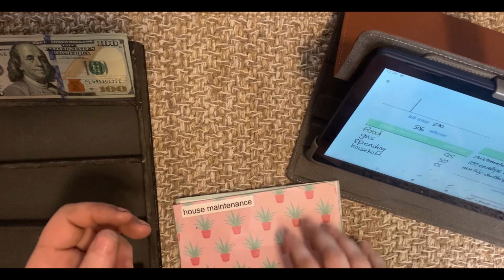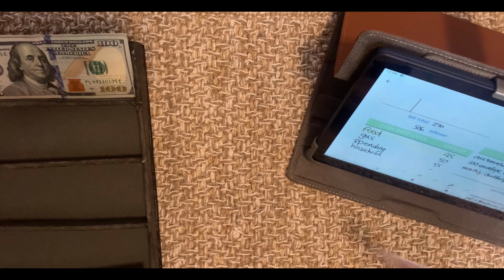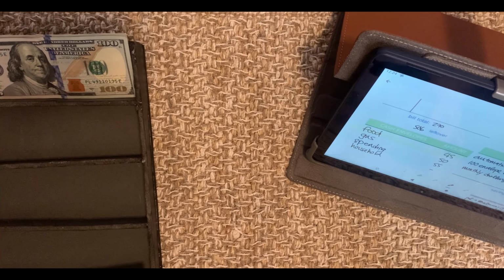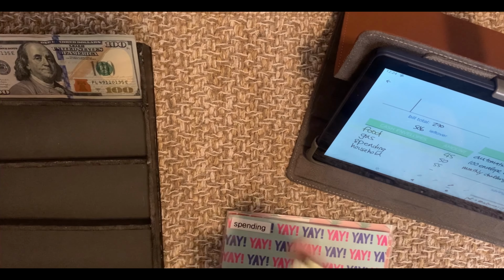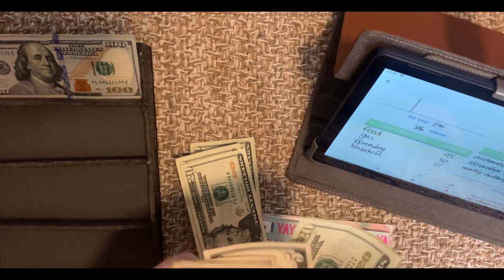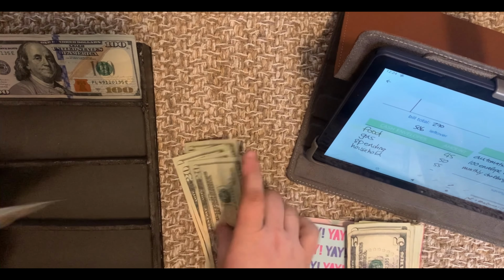And I do have to do sinking funds first because I don't have small bills. Well, hold on. No, yeah, sinking funds. 20, 40, 60, 65, 70, 75, 80, and 100.